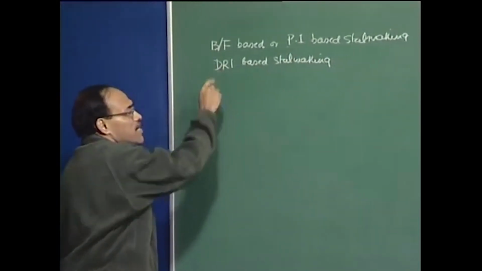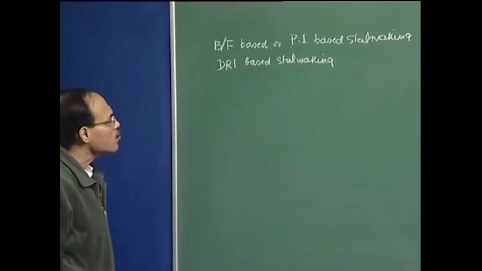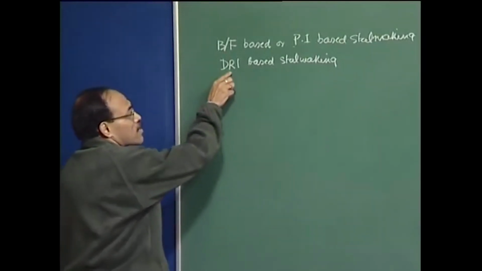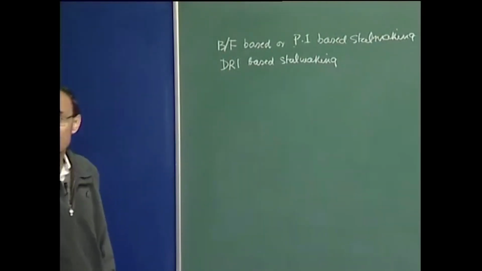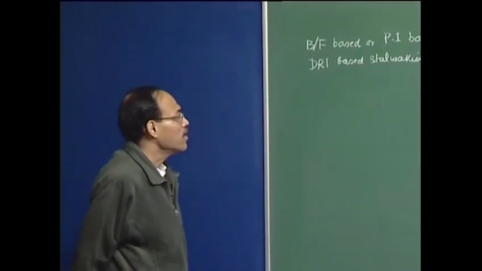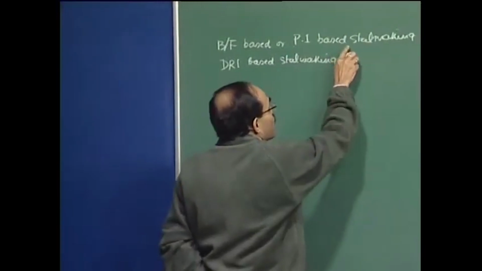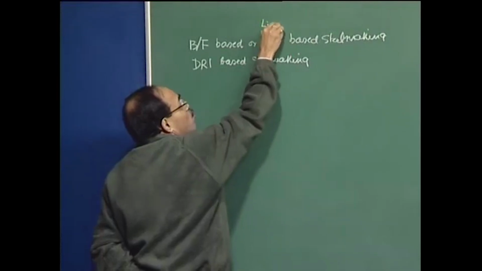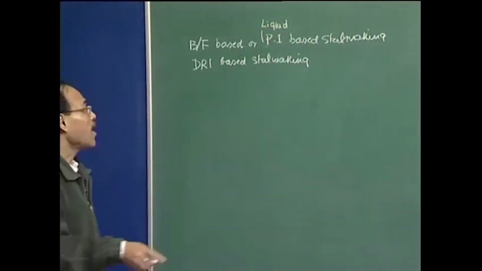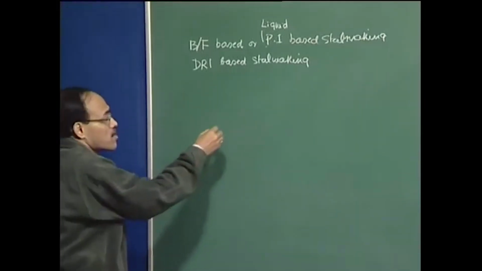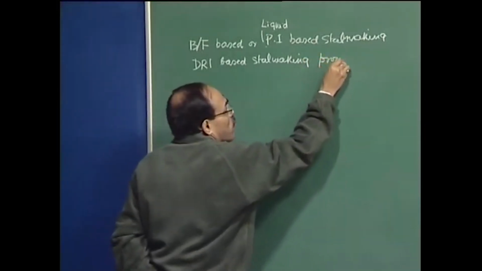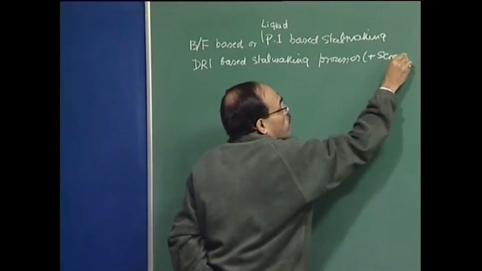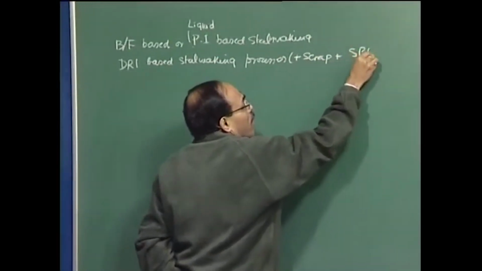DRI based steel making often does not require molten pig iron. So, it is supplemented with some amount of scrap, and sometimes some amount of solid pig iron. Pig iron based, or rather liquid pig iron based, is better to say, because some plants do use solid pig iron charge also, and DRI based steel making processes often use DRI plus scrap plus solid pig iron.